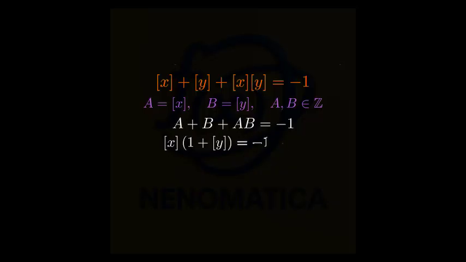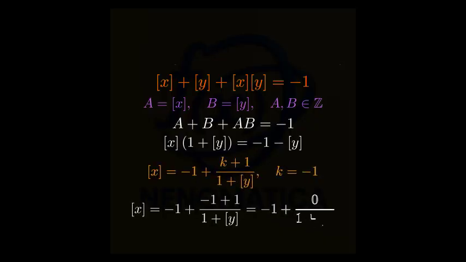Step 2. Following the structure, isolate the floor of x. Move terms to get [x] times (1 + [y]) = -1 - [y]. Then write the highlighted template with k = -1. Floor of x equals -1 + (k + 1) over (1 + floor of y). Since k is -1, k + 1 is 0.